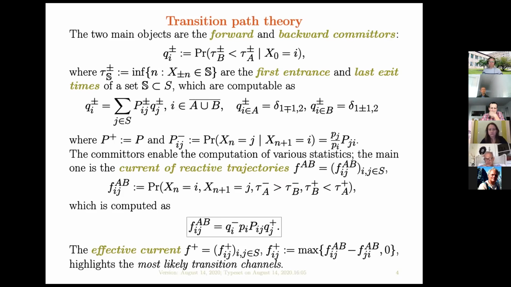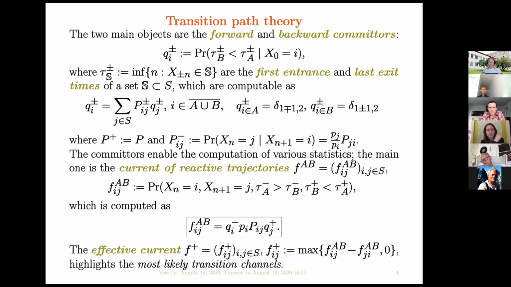All right, just a little bit of what we need to identify those reactive trajectories: two main objects, the forward and the backward committers. Here we have tau plus and minus, a random variable that gives the first entrance and last exit times to a set in phase space. The forward committer says that if a trajectory starts in state i, it will hit the target set B and not A in forward time.